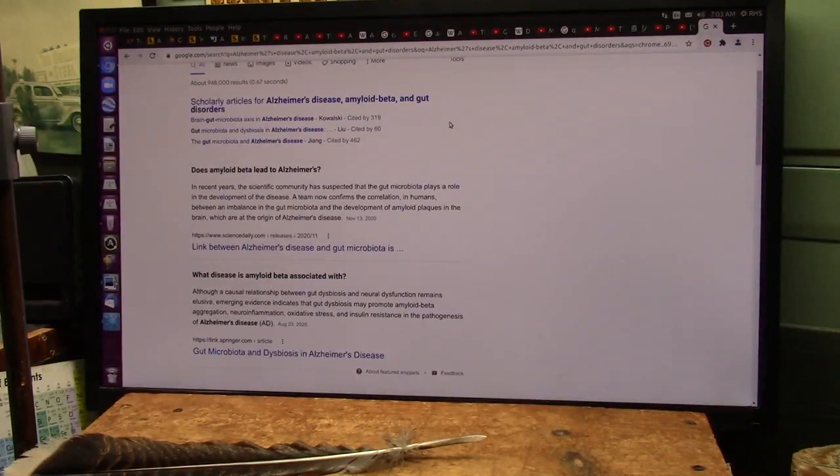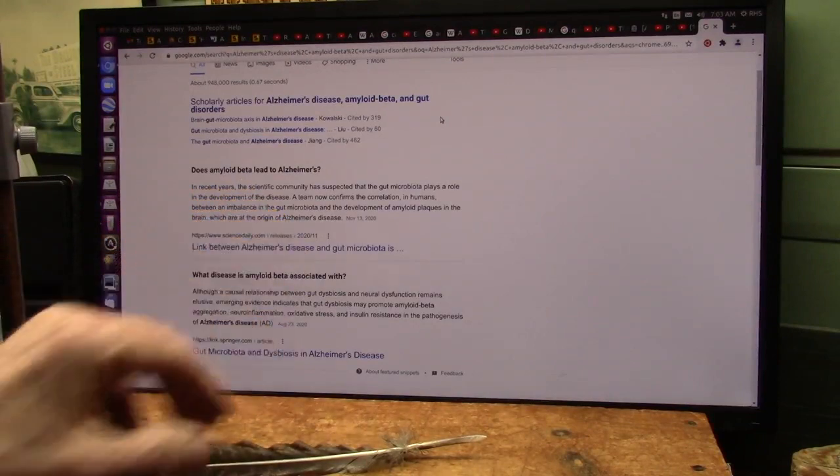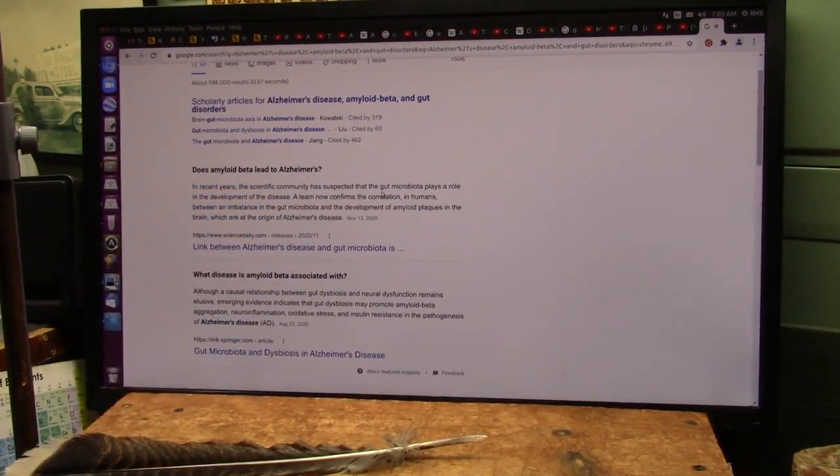Right, here's a couple of the articles about Alzheimer's and amyloid beta. In recent years, the scientific community has suspected the gut microbiota plays a role in the development of the disease, which is Alzheimer's. A team now confirms the correlation in humans between an imbalance in the gut microbiota and the development of these amyloid plaques in the brain, which are at the origin of Alzheimer's disease.